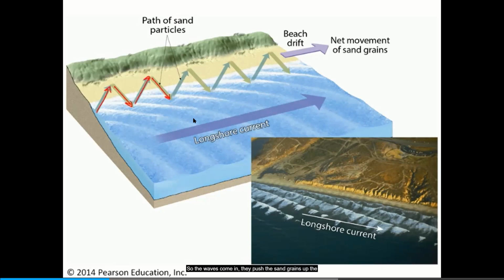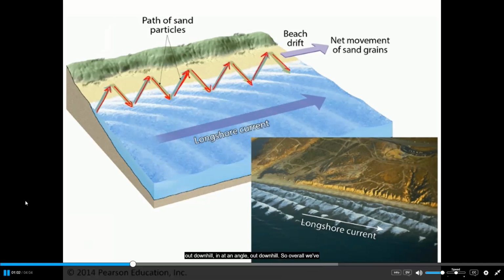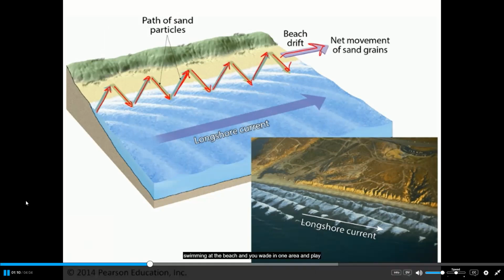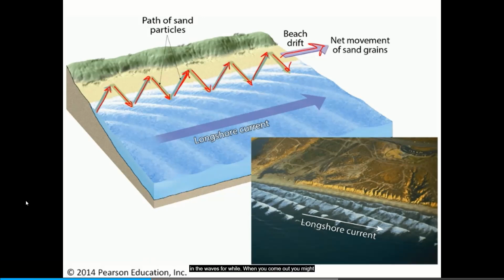So the waves come in, they push the sand grains up the beach at an angle, draining back downhill, in at an angle, out downhill, in at an angle, out downhill. So overall, we've got this drift, which at the beach is parallel to the shore. You may have experienced this. If you've ever gone swimming at the beach and you wade in one area, play in the waves for a while, and you come out, you might find that you've been washed down shore to a new location.